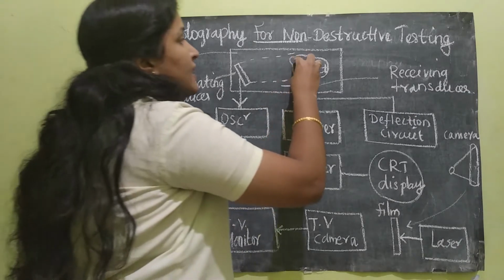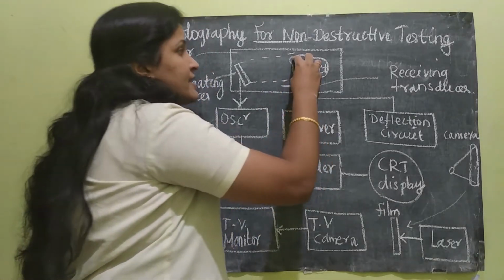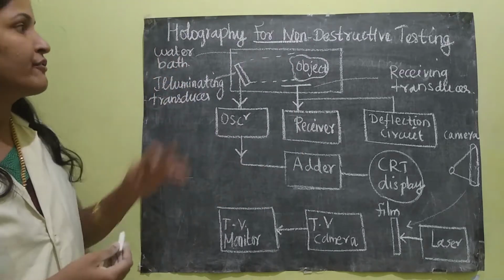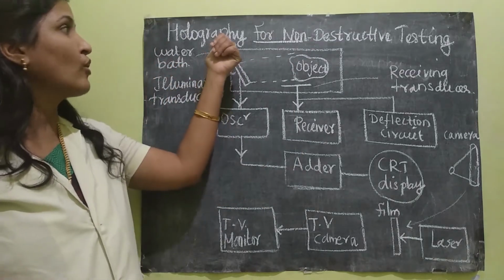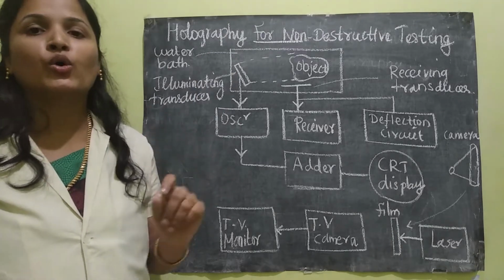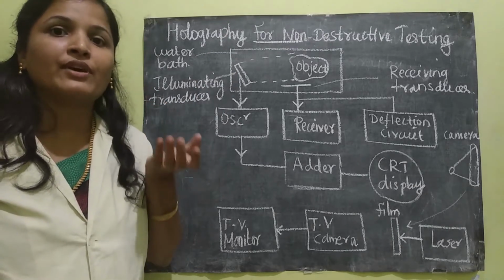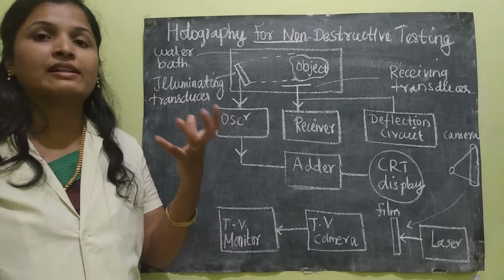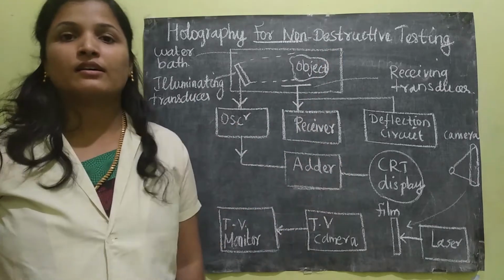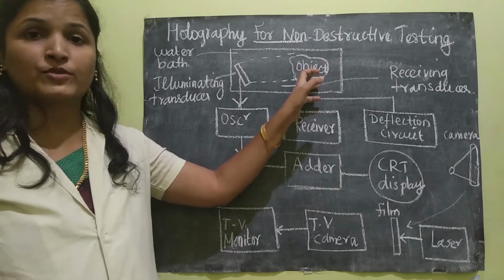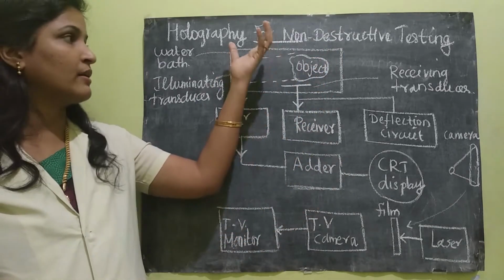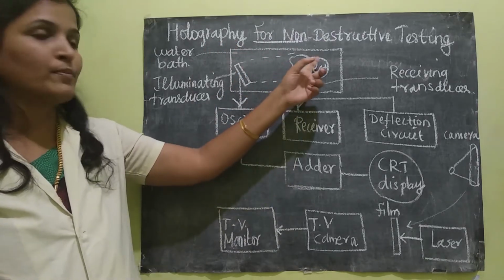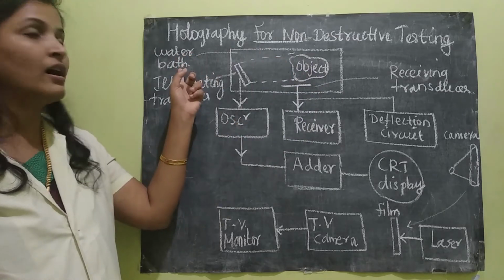First, the object under test is placed inside the water bath. If water is included, then this hologram is called an acoustical hologram, because in water we have sound wave interaction. By the help of that we test the material or object. Because of that, this entire holography is called acoustical holography. So first, the object under test is placed inside the water bath.